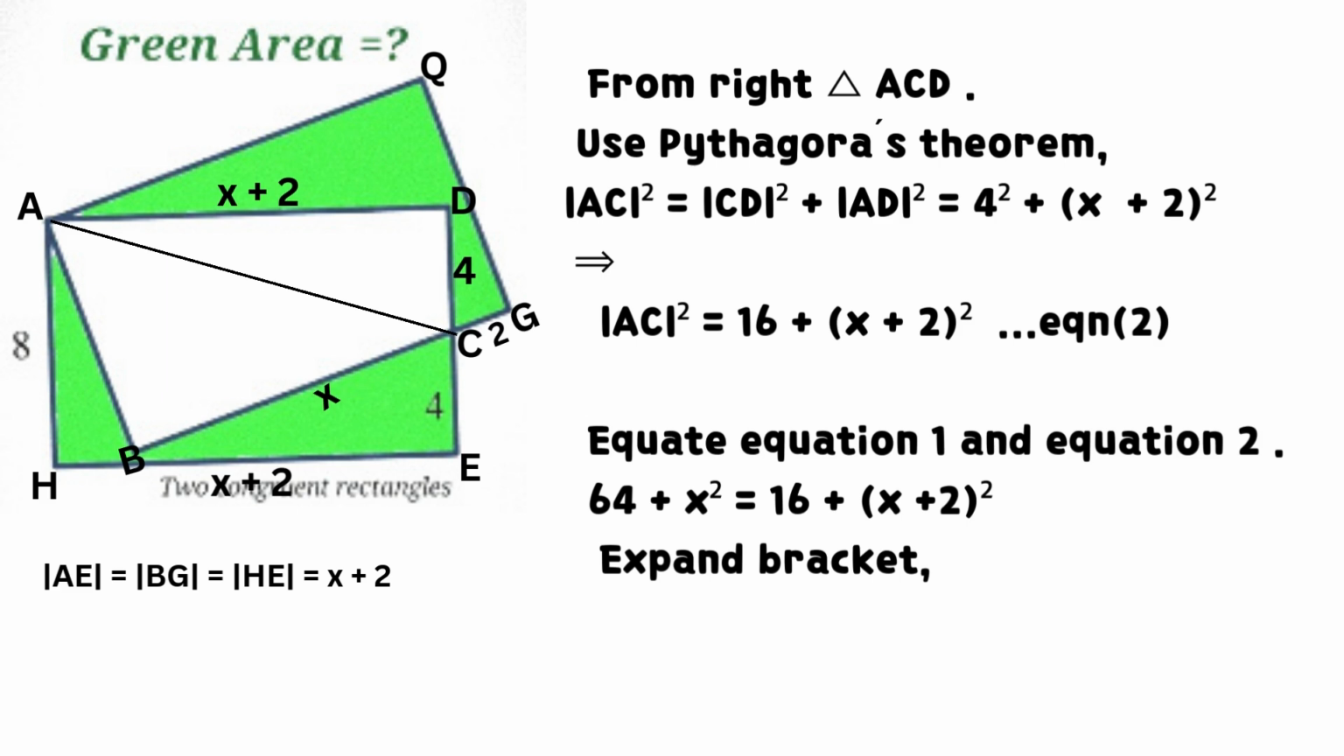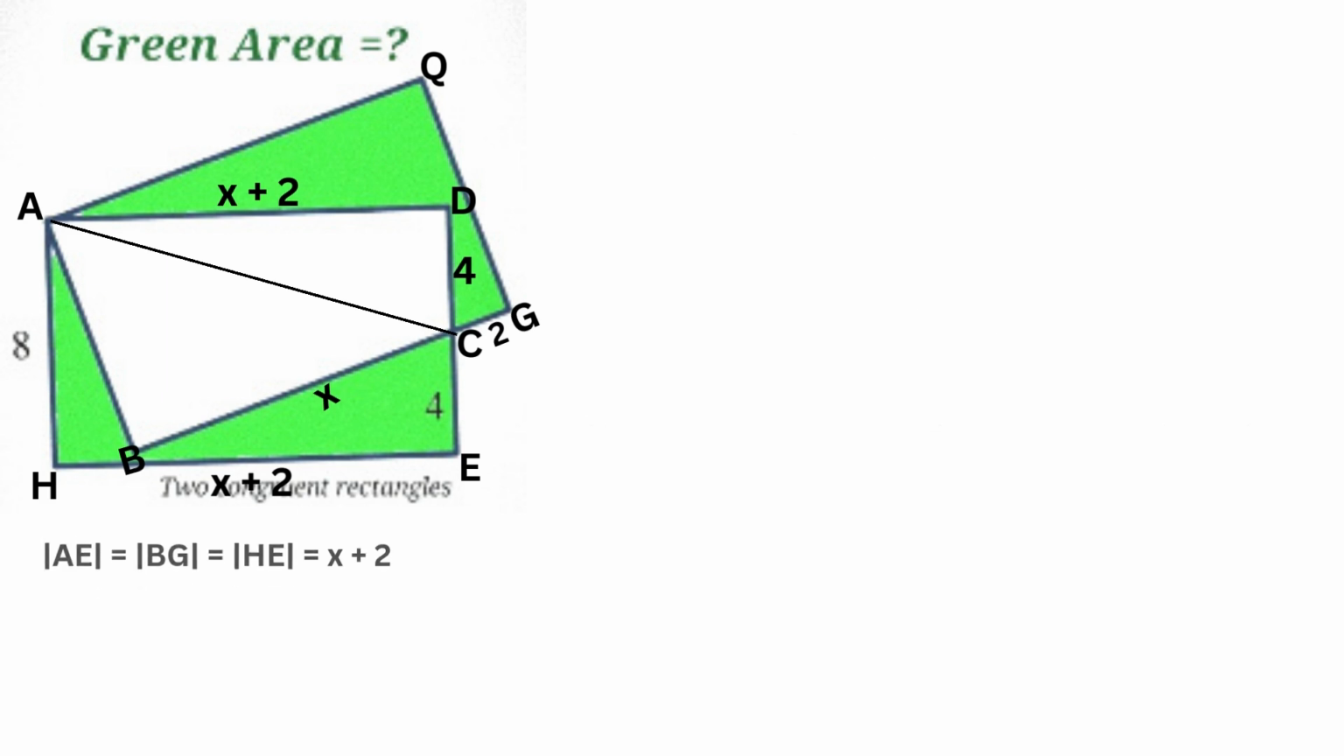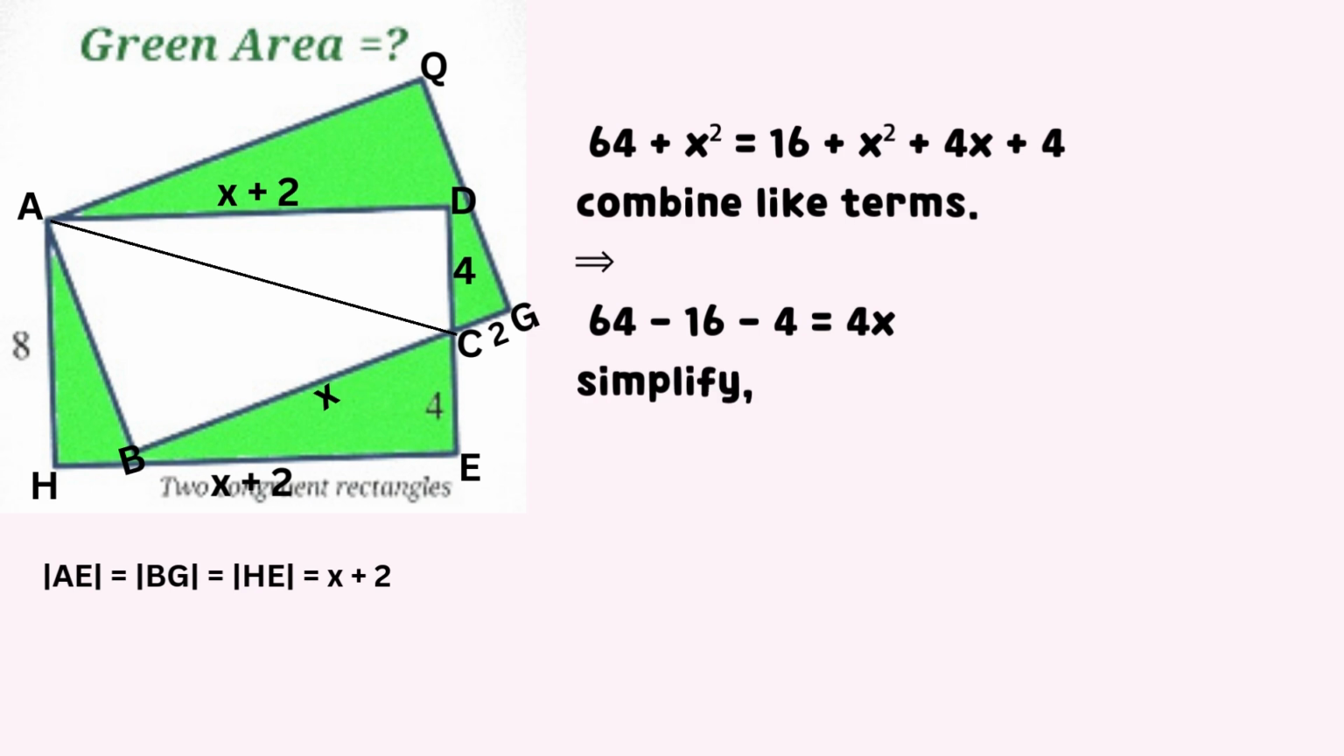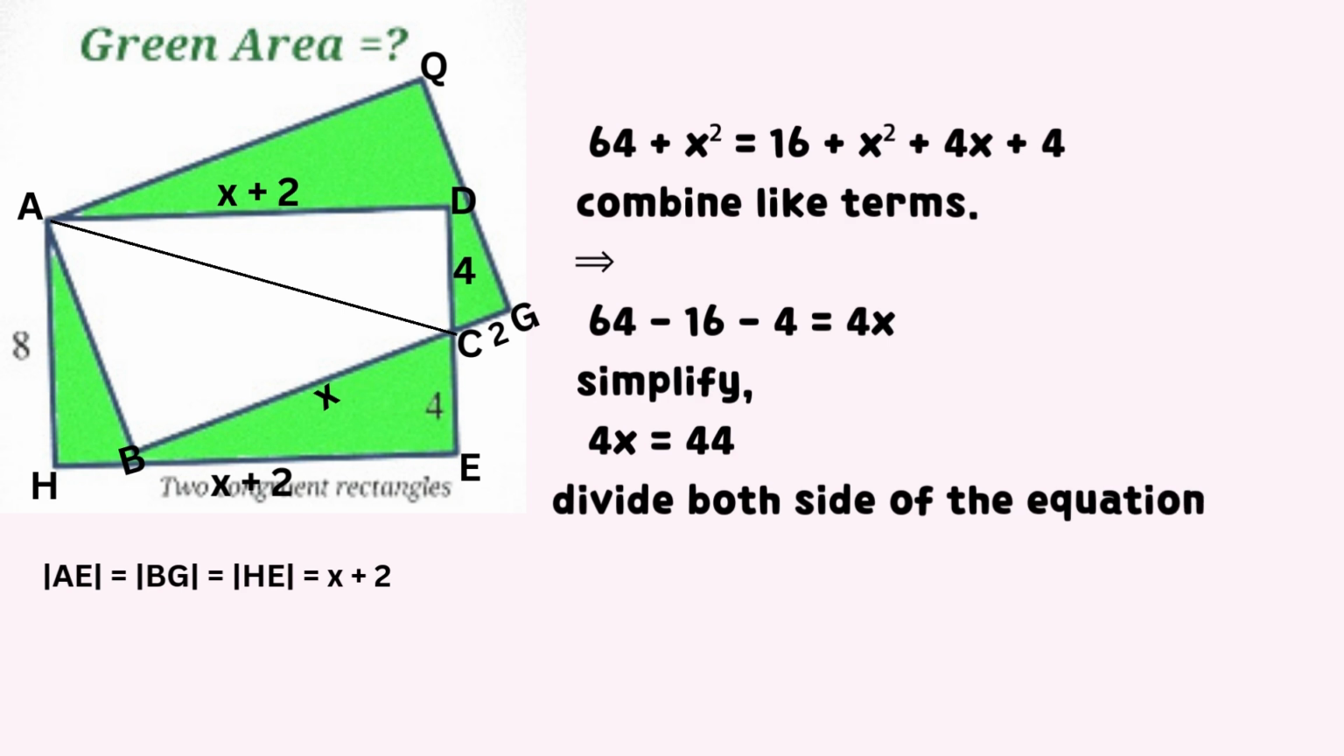The sum of 64 and the square of X equals the sum of 16 and the square of the sum of X and 2. Expand the bracket. The sum of 64 and the square of X equals the sum of 16 and the square of X plus 4 times X plus 4. Combine like terms.